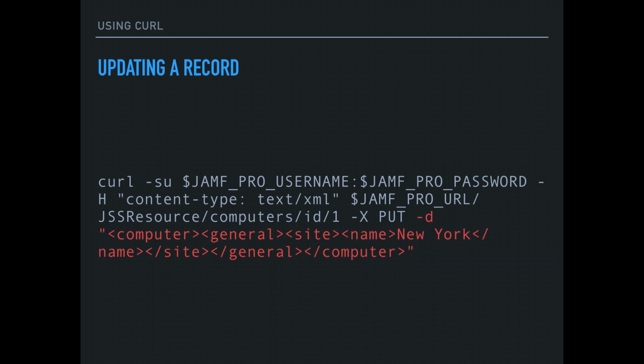And then here we're using the -d flag to specify our data. Now, you'll see here we have our data contained in an XML string. What we're doing is we're actually updating the site for a particular computer. So we're telling the server we want computer ID 1 to get moved into the New York site. So let's take a look at how that actually works.